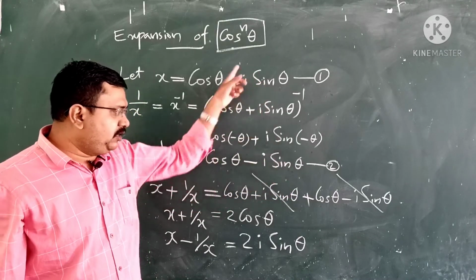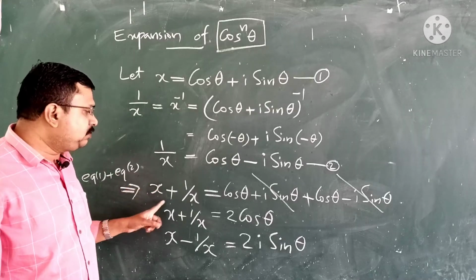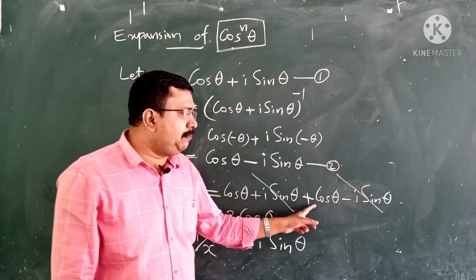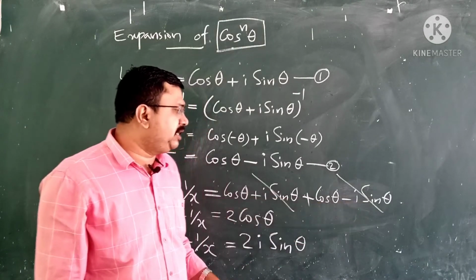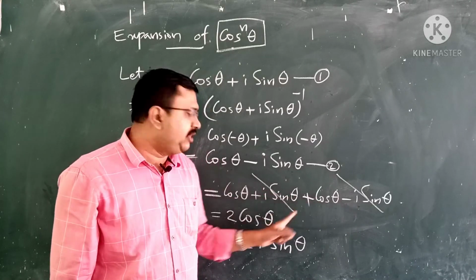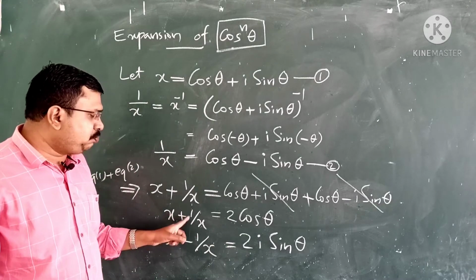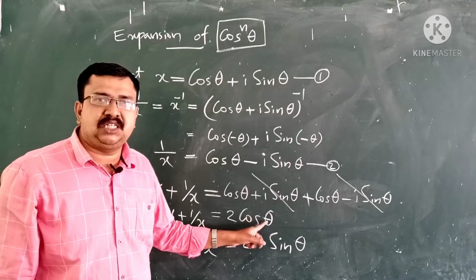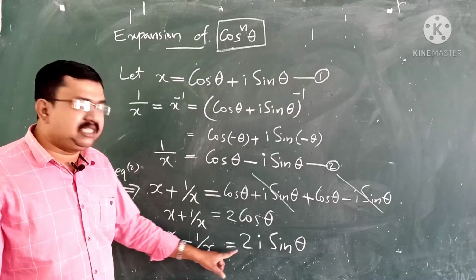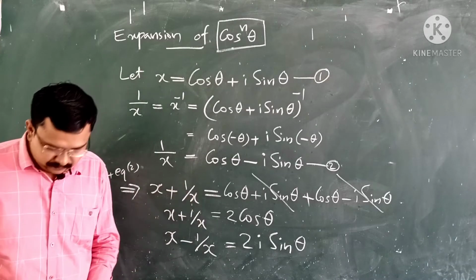From equations 1 and 2, adding equation 1 plus 2 gives x plus 1 by x equals cos theta plus i sin theta plus cos theta minus i sin theta. This i sin theta is plus, here it is minus. Therefore, these two terms cancel. Then the remaining is x plus 1 by x equals 2 cos theta, and x minus 1 by x equals 2i sin theta. Okay, please write down.